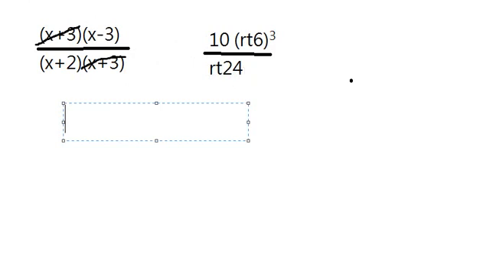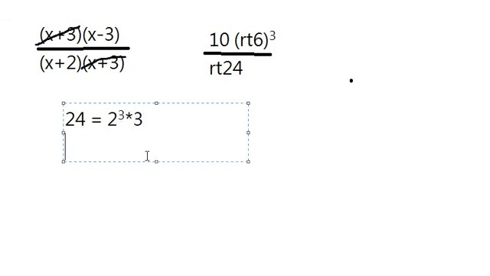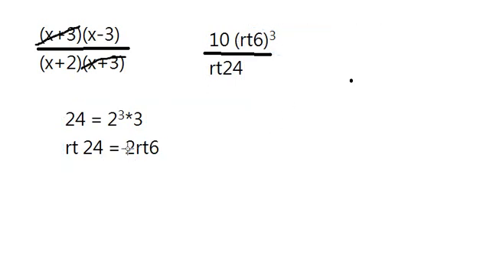Root 24. You can write 24 as 2 cubed times 3, so 8 times 3. And so you can factor out a 2 squared out of the root to get that root 24 is equal to 2 root 6. Okay, now this is interesting because we've got a root 6 at the bottom and a root 6 on top. So now you replace root 24 by 2 root 6 because we have factorized it.